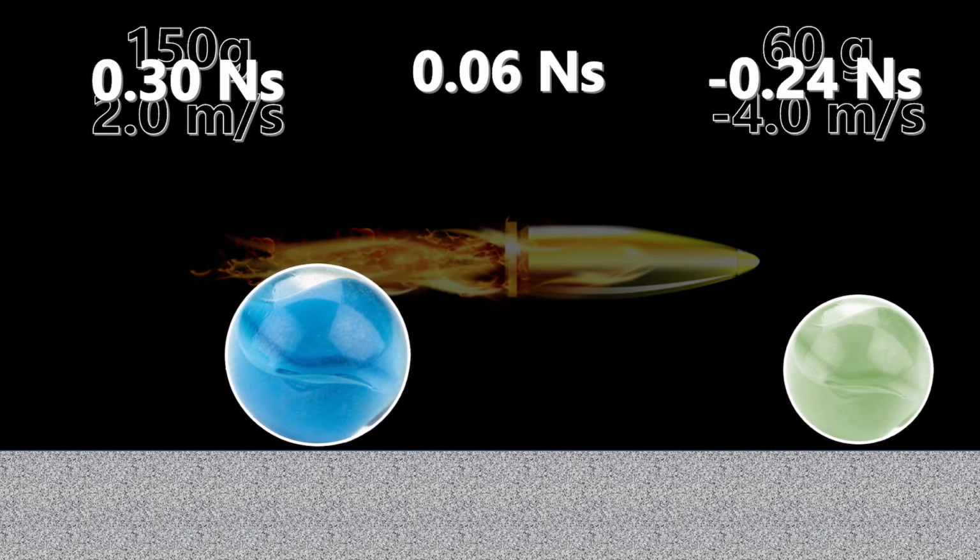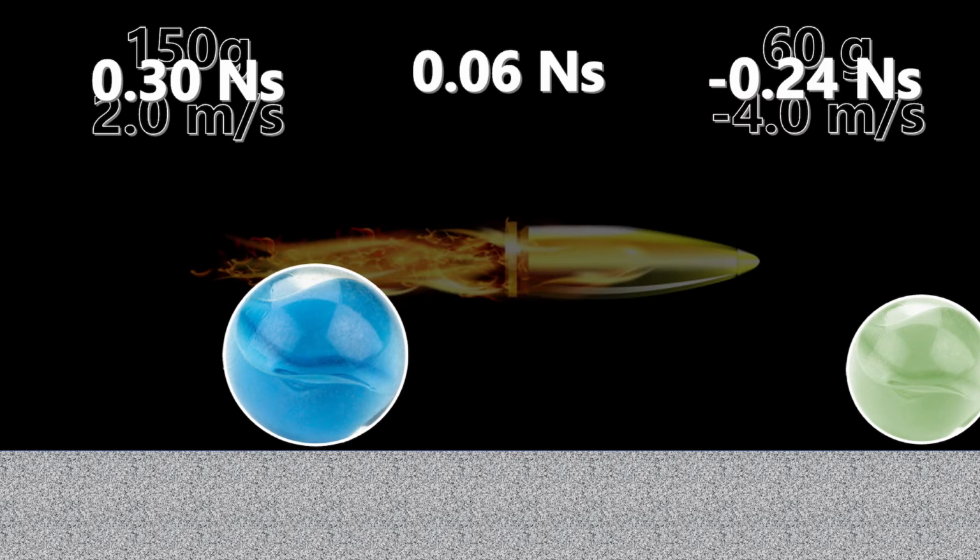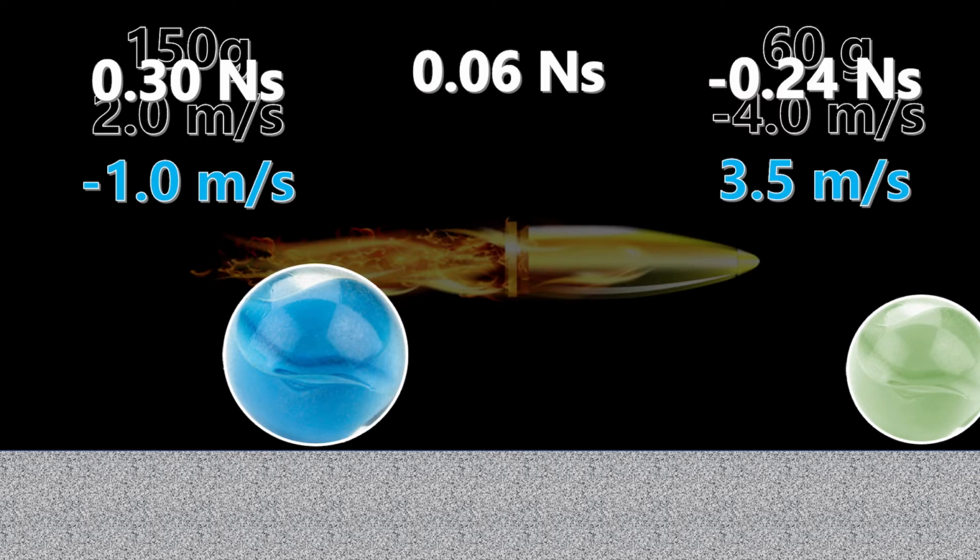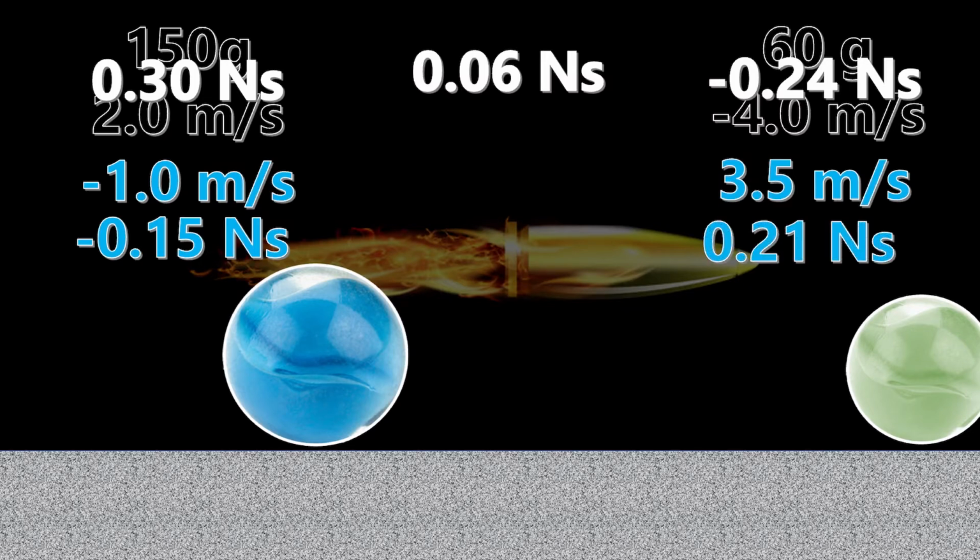So they're going to come together, bounce off each other, and then move in opposite directions for this case. At the end, the blue marble is going at -1 meter per second, and the green marble is going at a positive 3.5 meters per second. So they flip directions. Based off of their masses, this is the final momentum of the blue marble. It's -0.15, and the green marble is 0.21. Then we look at the final momentum, and it's the exact same as the start.